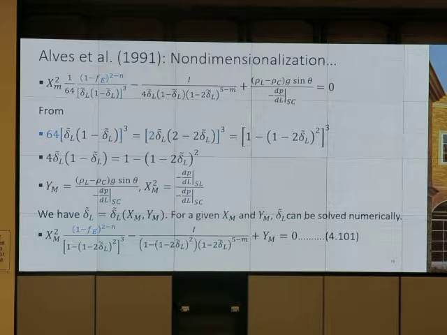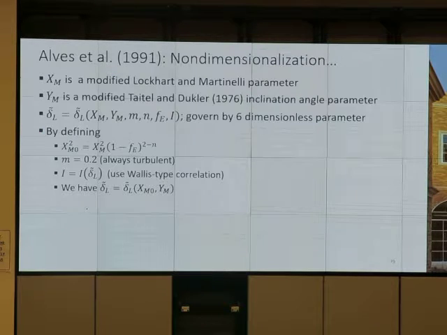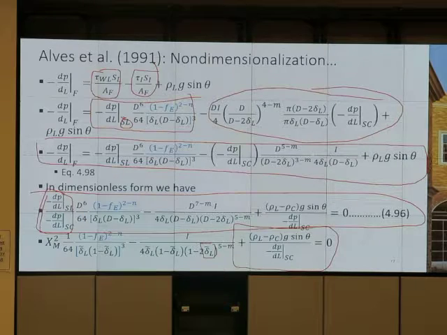So after you do everything, you have the definition for capital Y sub m, capital X sub m. Don't forget the square. You get that equation. So delta is a function of X m, Y m, like in the Taitel-Dukler case, right? X sub m is the modified Lockhart-Martinelli parameter. Y sub m is the modified Taitel-Dukler inclination angle parameter. Delta Tudor, what is delta Tudor? Delta over diameter, is it? Yeah. That's delta Tudor.